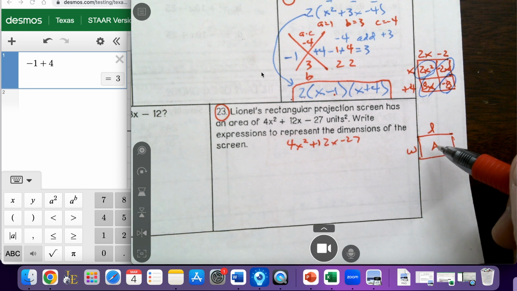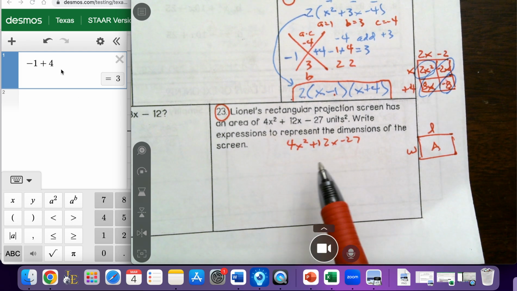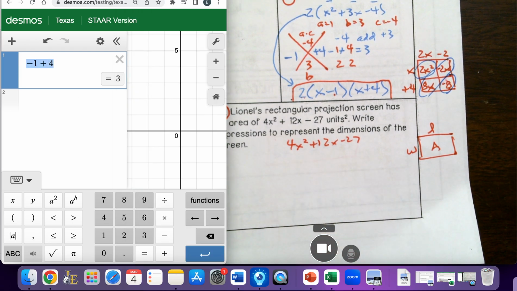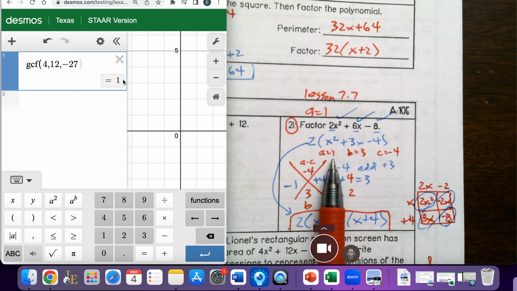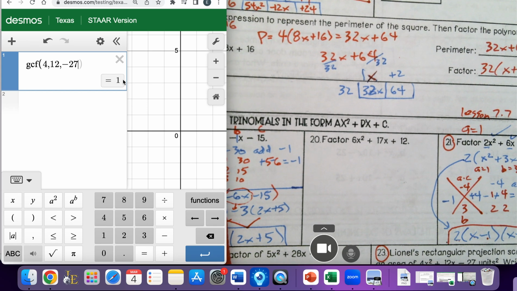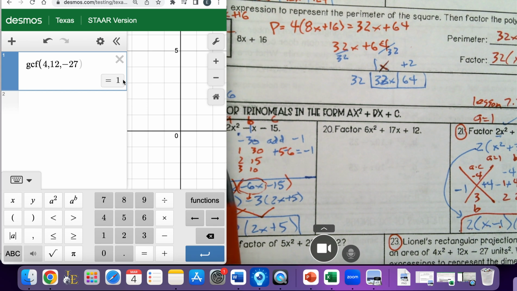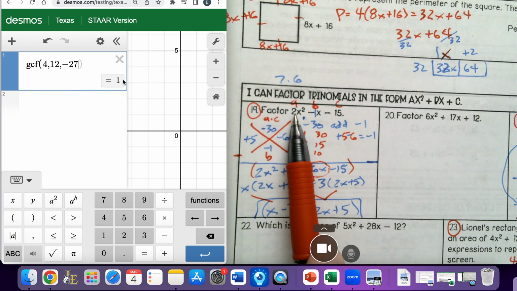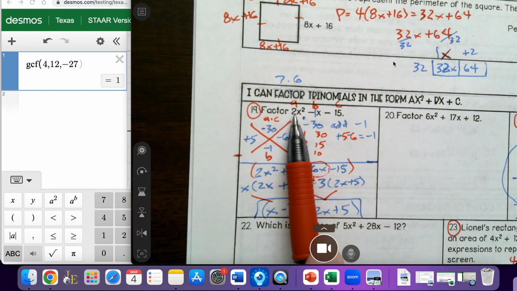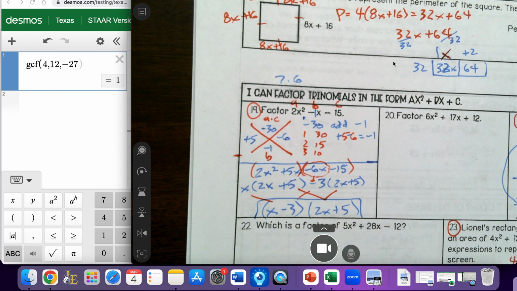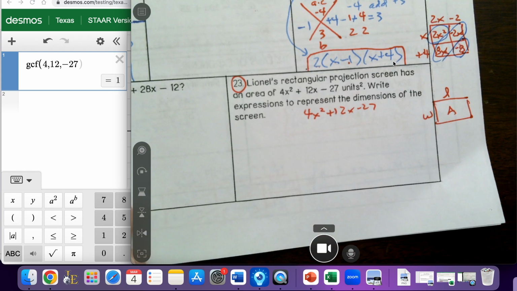So is there a greatest common factor of 4, 12, and negative 27? Let's find out. Greatest common factor of 4, 12, negative 27. And the answer is no. So we cannot do what we did on 21 because a is not equal to 1. We're going to have to do what we did on number 19. We're going to go through all that work because this is where a is not equal to 1. So I'll try it. The screen's a little slow here. So here we go. I'm going to use 19 to help me out, right? So I'm going to label my a, b, and c on this problem.